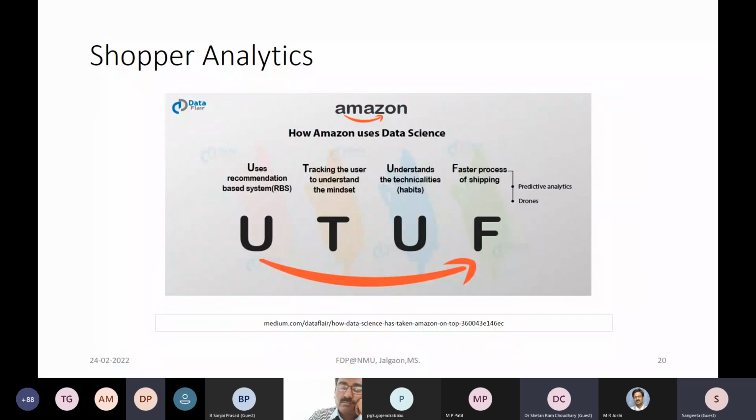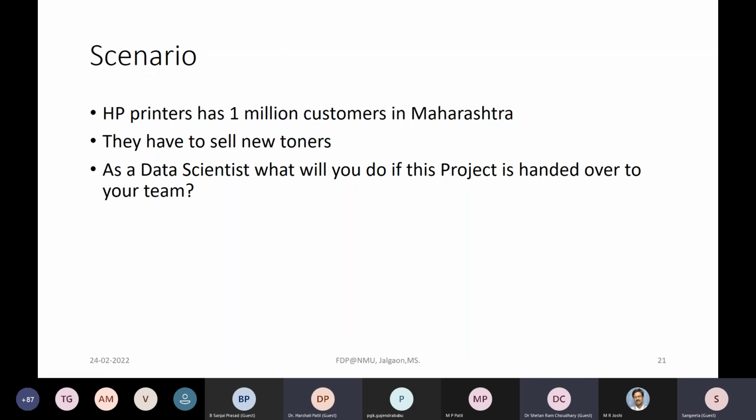And apply algorithms accordingly. Now, here it is tracking the user's mindset, as we've seen, understanding the technicalities or the habits of the customer. We all know about cookies, and it is doing faster processing of shipping through predictive analytics and drones. This is very, very simple. This is the question which I wanted to ask you all.